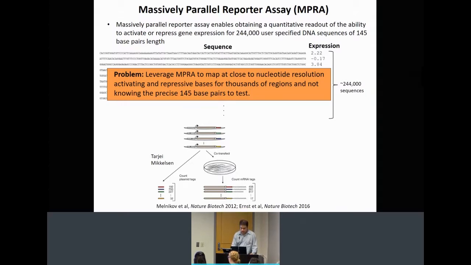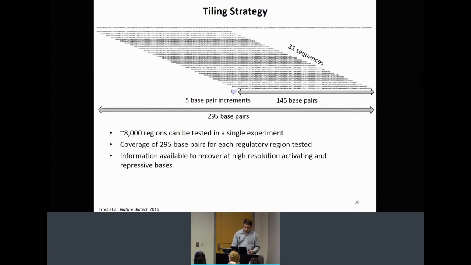So the strategy here: the more sequences you devote to interrogating any one location, the fewer locations you can test overall. The strategy we ended up converging upon is a relatively simple design strategy, but it's quite powerful if you think about it the right way. What we do is we take, in this case, a 295 base pair sequence, and we simply tile it with 31 145 base pair tiles that are moved in 5 base pair increments. We cover 295 base pairs in total.